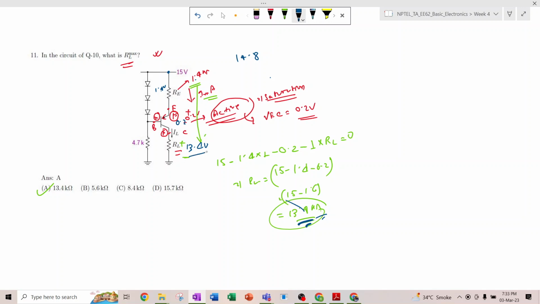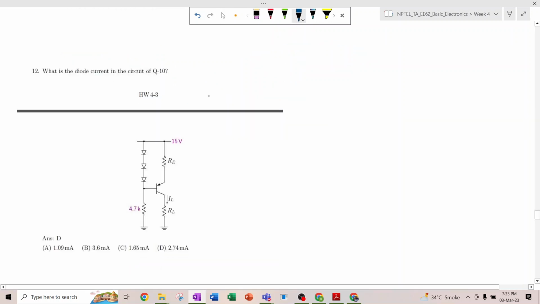If we increase the RL value more, then it will be greater than 13.4, and that will reduce the value from 0.2 to less than 0.2, which is not possible. So it will go to the saturation region and stick to the 0.2 volt value. Okay.